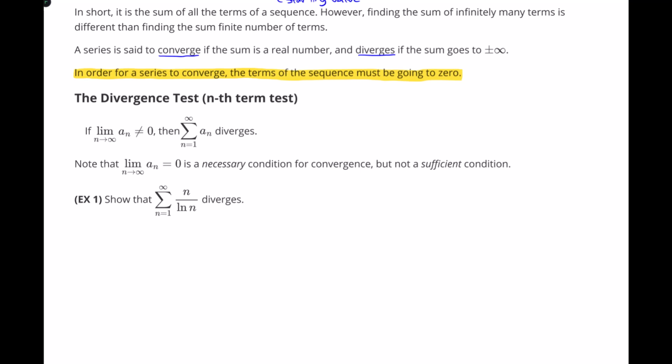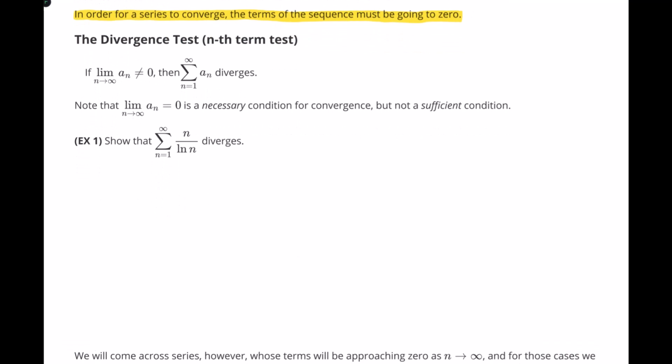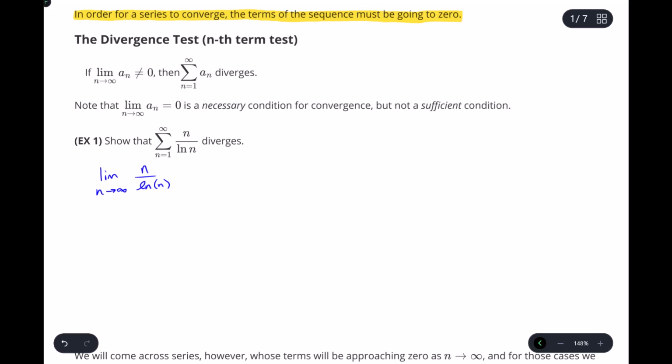Now, the way to do this is to present the evidence for the test and show what the result of the test is. So, for instance, we need to show for the divergence test that the limit of these sequence terms is not 0. So we need to show that the limit as n goes to infinity of n over the natural log of n is not equal to 0. How do we do that?